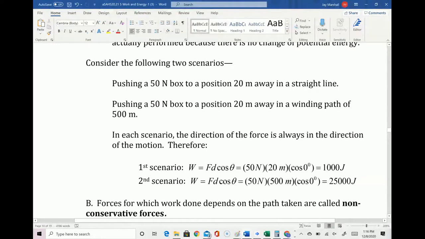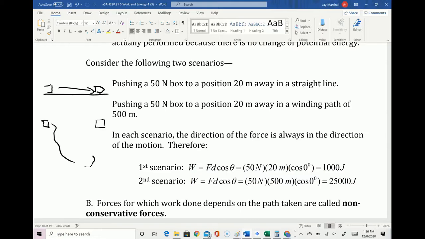Now consider the other two following scenarios. Pushing a box with 50 newtons to a position 20 meters away in a straight line. Over there, I pushed it from there to there. Or pushing a box to a position 20 meters away along a winding path. So I pushed the box to this position, but I took a circuitous path, but it's still a flat surface that I'm pushing it on.